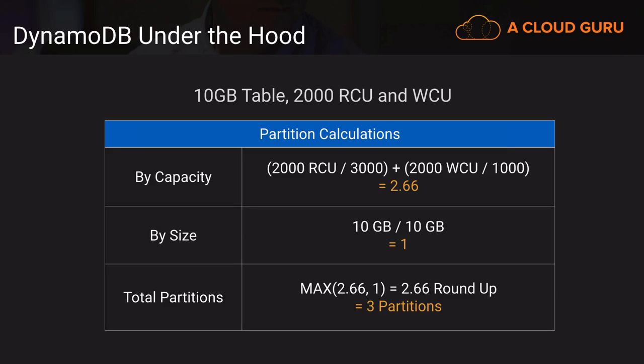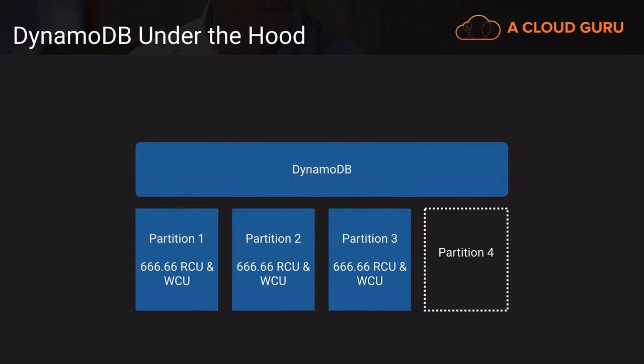Let's look at an example. In this case, I have a 10 gigabyte table. I have 2,000 read capacity units and 2,000 write capacity units. So my partition calculation by capacity would be 2.66. By size, it's 1. And so my total partitions are going to be the max of either of those, which is 2.66. But because I can't have a fractional partition, I get rounded up. So I'm going to have 3 partitions. In this case, note that the read and write capacity has been equally allocated across our partitions.